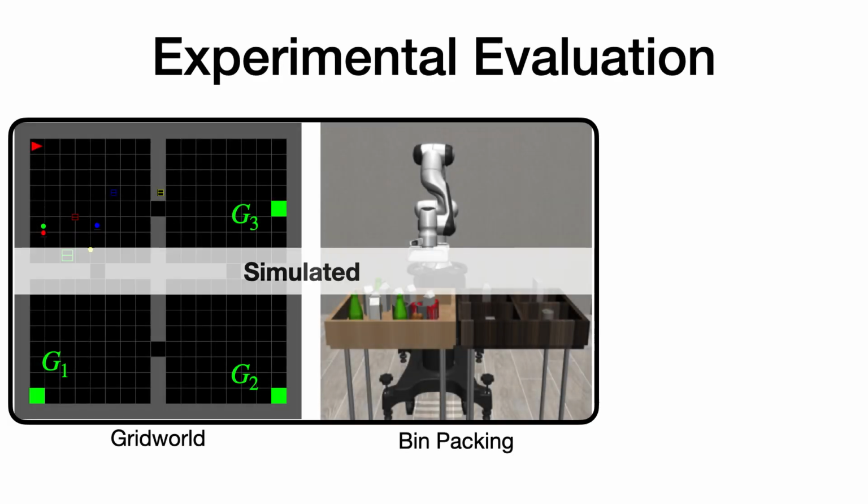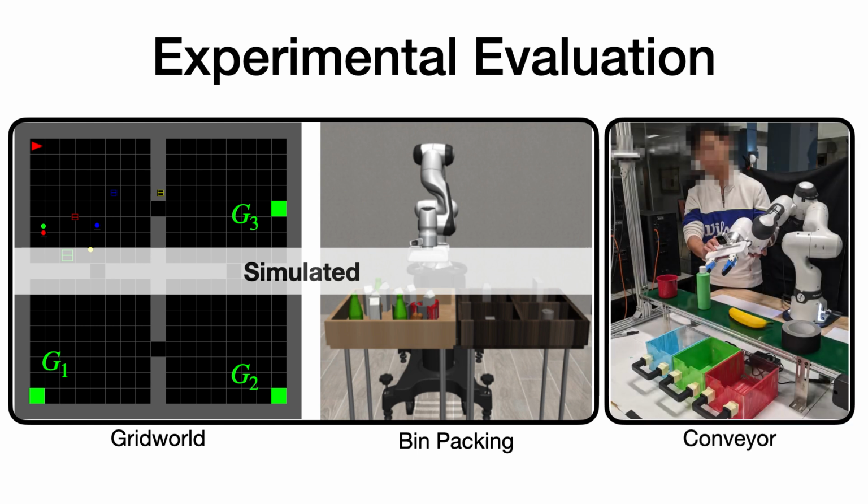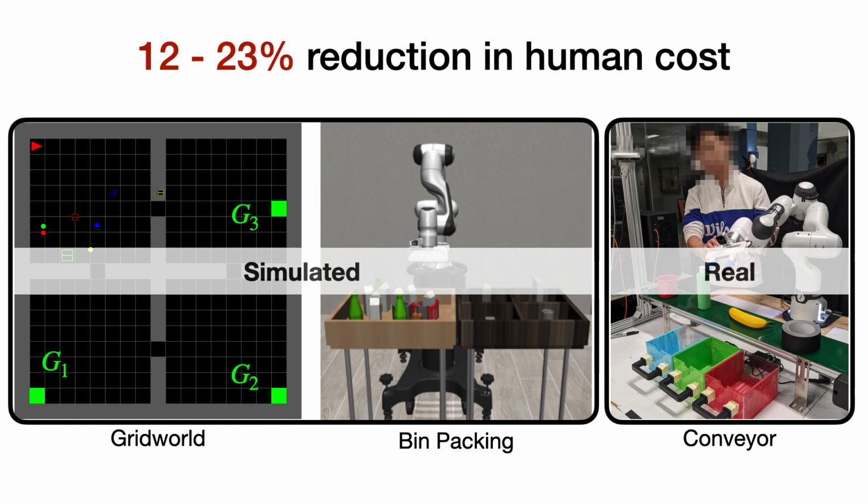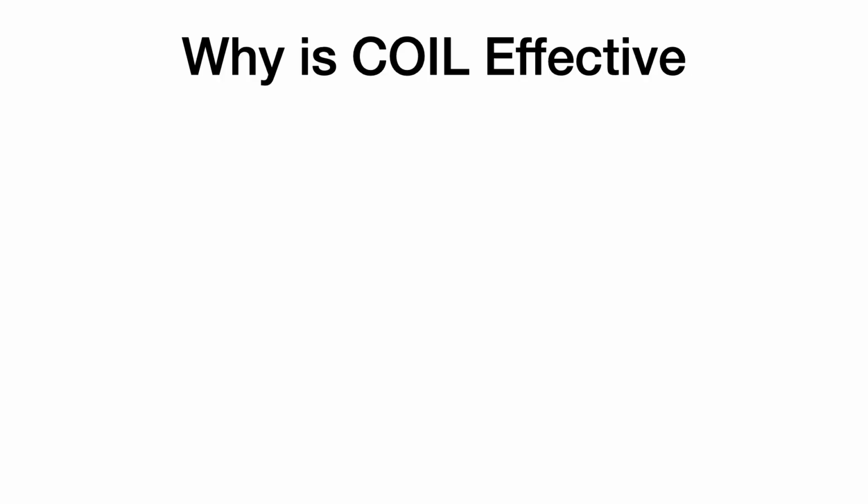We evaluated COIL in two simulated domains of grid world and bin packing, and one real-world conveyor domain on batches of up to 30 tasks. Compared with several interactive learning baselines, we found that COIL reduced human effort by 12 to 23% across all these domains, establishing a new state of the art.